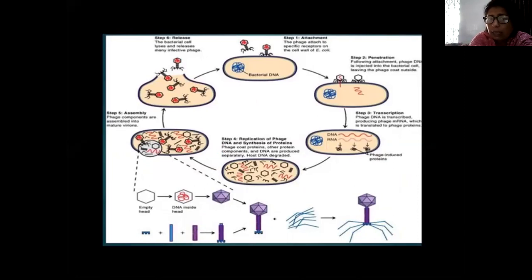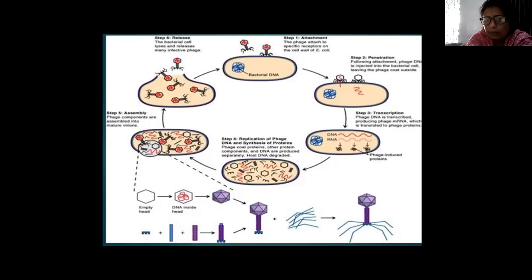This leads to the second step, which is the penetration step. In the penetration step, as soon as the viral cell attaches on the bacterial cell wall, the phage DNA is injected into the bacterial cell by the contraction process, and the phage coat remains outside the cell.